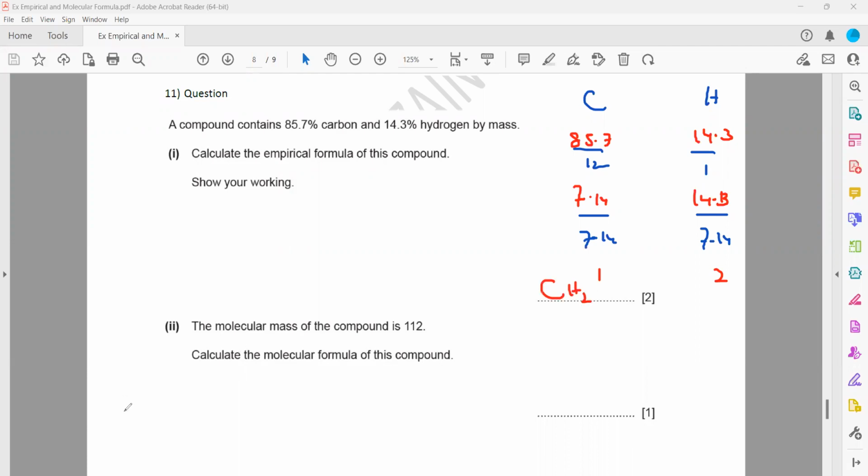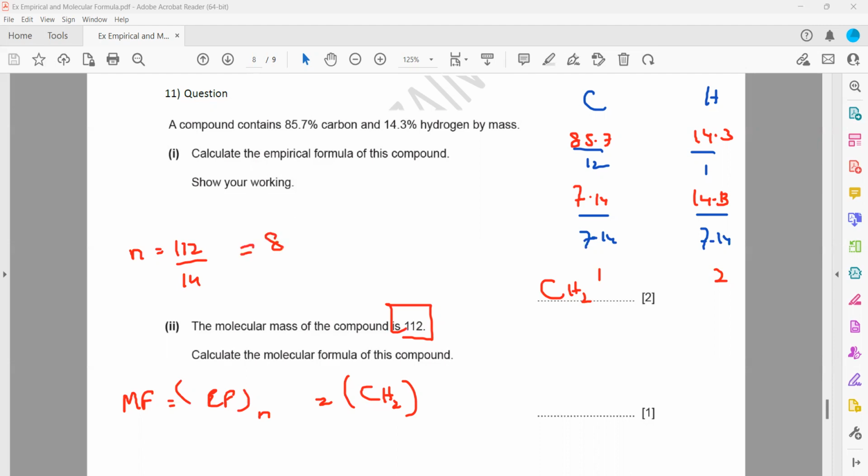Now the molecular formula. The molecular formula is the empirical formula times n, so it will be CH2 times n. But what about n? n is the molecular mass divided by the empirical mass. Empirical mass is 1 carbon and 2 hydrogen, so 12 plus 2 makes 14. So 112 divided by 14 makes 8. So n is equal to 8 here. This 8 will be multiplied with carbon and with hydrogen, so it will become C8H16.